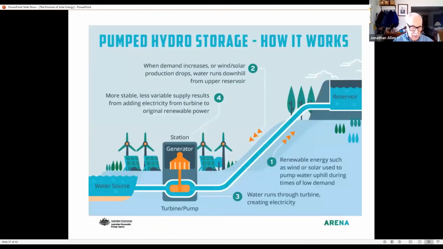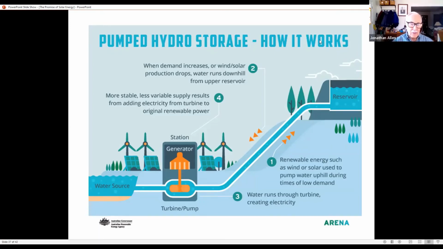Pumped hydro. Pumping water is mature and reliable. A motor can also function as a generator, and a rotary pump can also serve as a turbine. Thus, we can store excess electricity by pumping water up to an elevated reservoir here, and then retrieve the energy by letting it flow back down.